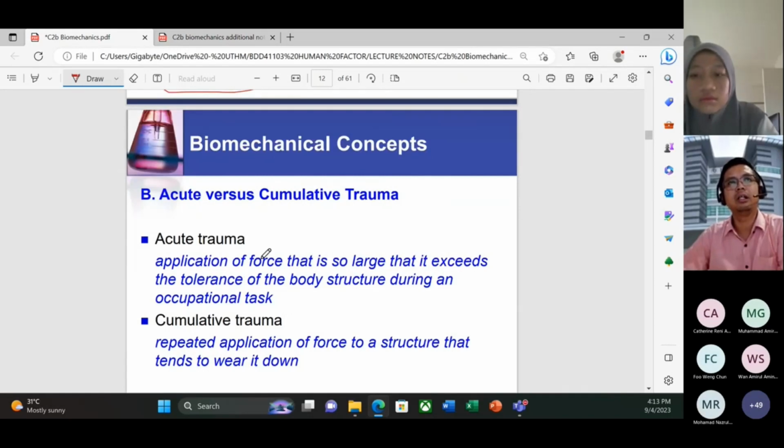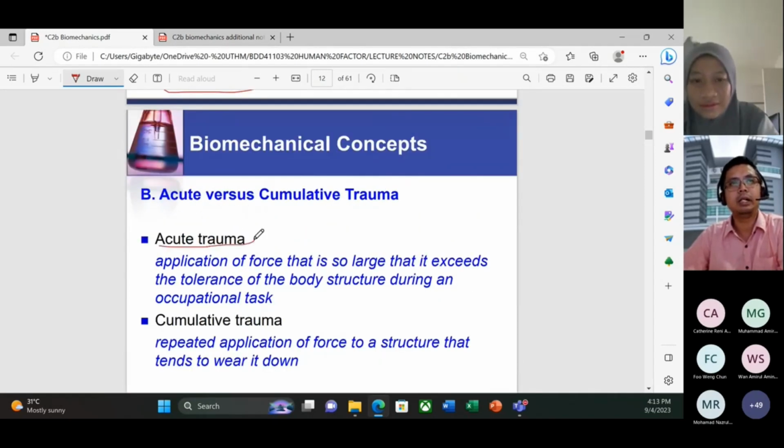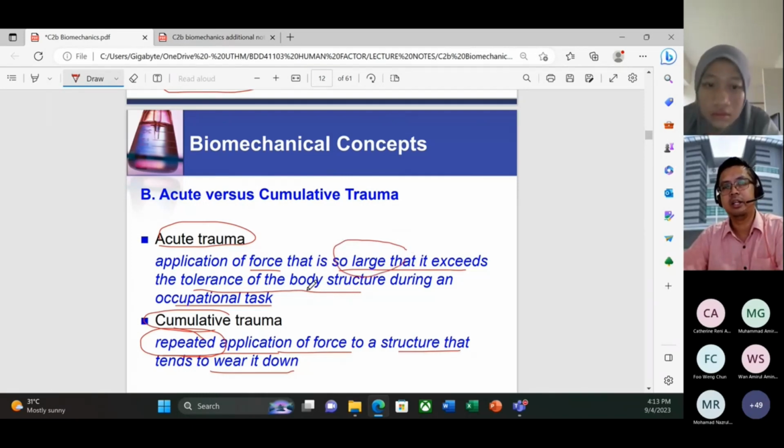And the second concept, acute versus cumulative trauma. What is acute? What is cumulative trauma? So acute trauma is an application of force so large that it exceeds the tolerance of the body structure during an occupational task. Meanwhile, cumulative trauma is a repeated application of force to the structure that tends to wear it down. So in simple words, cumulative is repeated application of the force, while acute is an application of force large enough to exceed the tolerance of the body structure. This is the difference between acute and cumulative trauma.